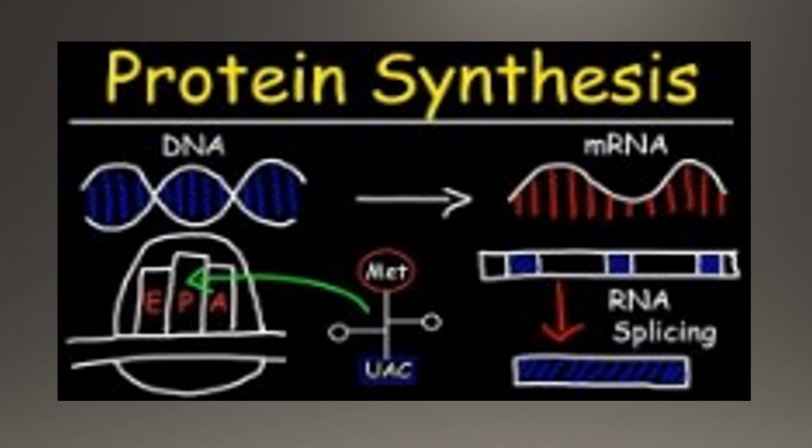Transcription occurs in 3 steps: initiation, elongation, and termination. Now, during initiation, RNA polymerase binds to the promoter region of DNA. Now, what is the promoter region? The promoter region is basically a short sequence of DNA. In eukaryotic DNA, it's TATA, also known as the TATA box. Now, this sequence is located 25 nucleotides upstream of the site where transcription begins.